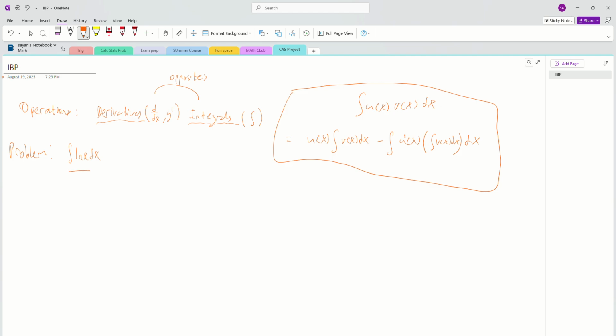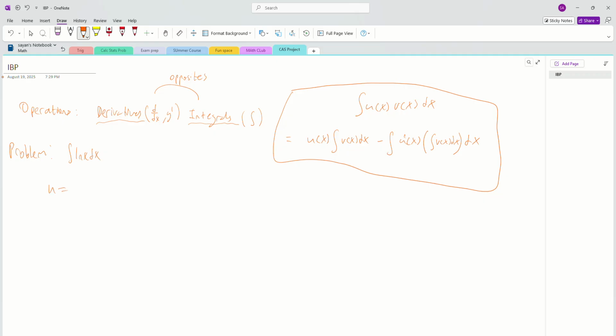So to solve this problem, we're going to establish what is the first function and what is the second function. The first function we want to differentiate, the second function we want to integrate. In this scenario, it's very obvious because we're trying to find the integral of ln x. Obviously, ln x has to be the first function because we don't know the integral of ln x. It can't be the second function.